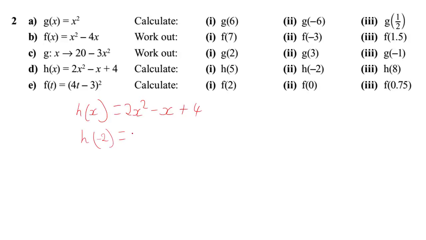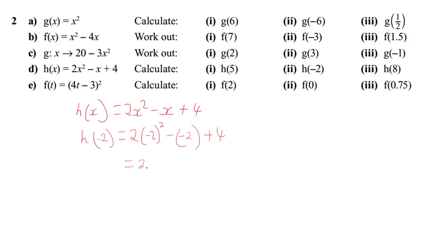equals 2 times negative 2 squared minus bracket. I just like to put brackets when I have a minus. So x is minus 2, and then I've got 4 there. You can put this in your calculator exactly like I've typed it in here. So when you do your calculator, type it exactly like I've done there.